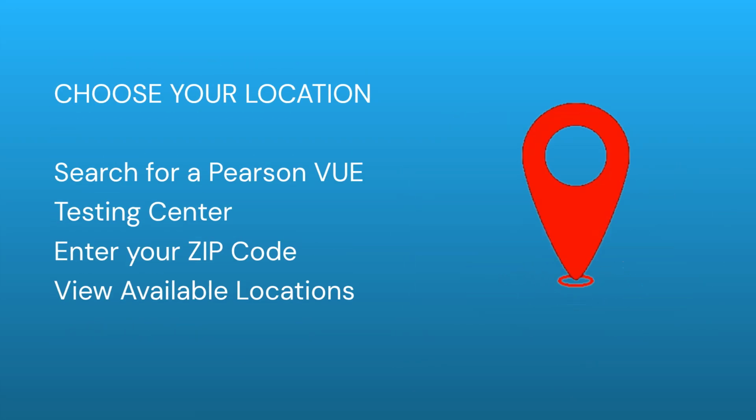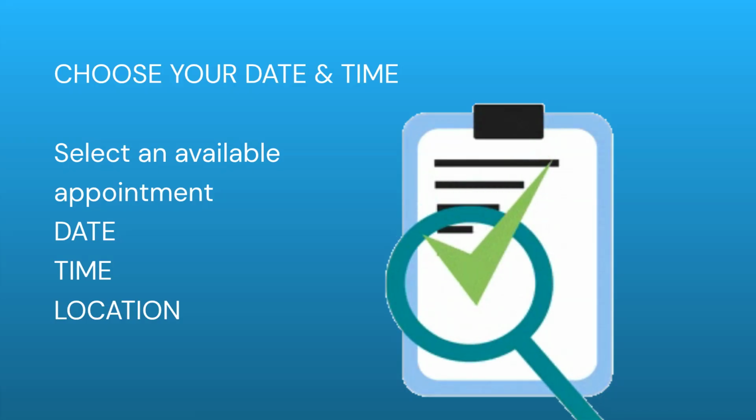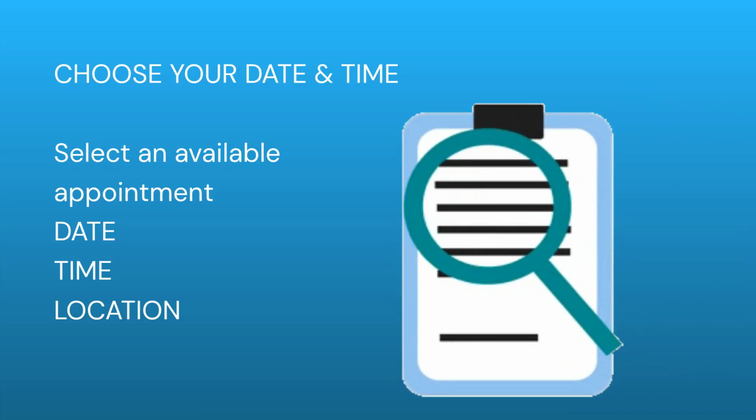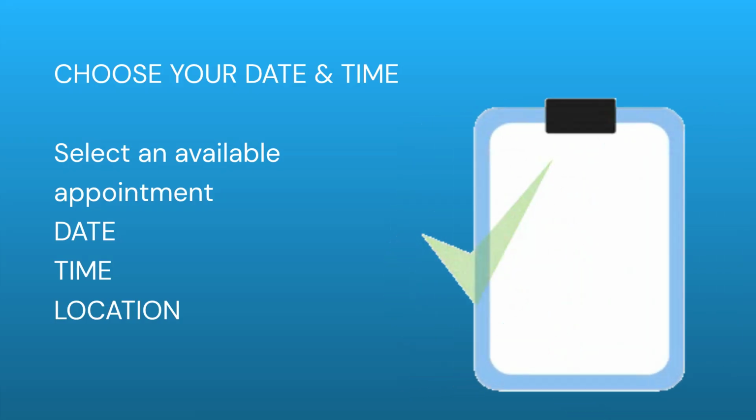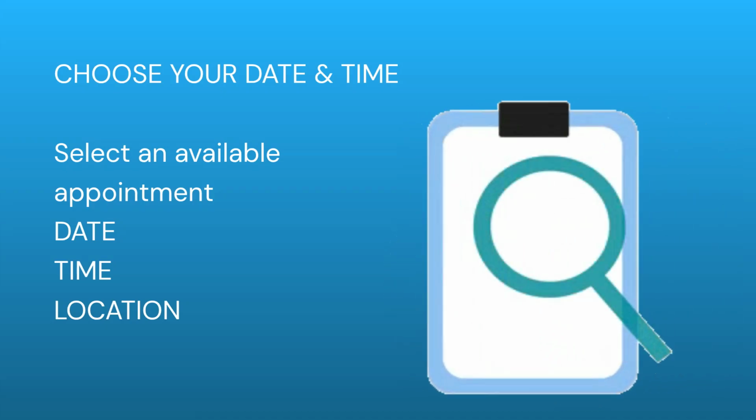Next, search for an available testing location. You can enter your zip code or preferred area to see the testing centers available near you. Once you've selected your location, you'll see the available dates and times. Choose the appointment that works best for you. If you have a specific date in mind, I recommend scheduling as early as possible because availability can vary.